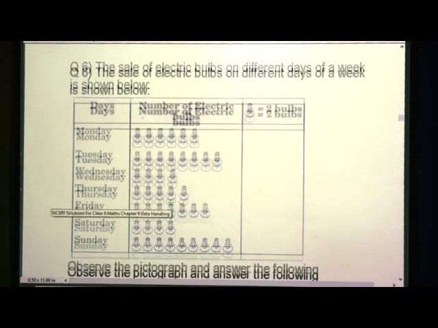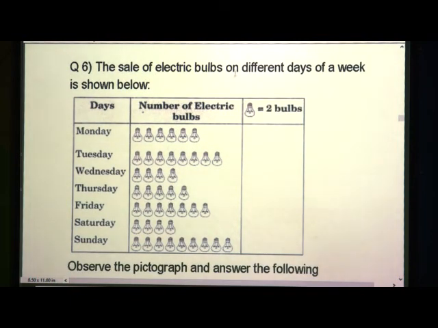Now, again one more question of pictograph. The sale of electric bulbs on different days of a week is shown below. Monday this many bulbs were sold and Tuesday this many bulbs were sold. And one bulb indicates 2 bulbs. So, on Monday 1, 2, 3, 4, 5, 6. 6 2s are 12, 12 bulbs were sold, and the same way we need to multiply by 2 to find the number of bulbs sold on Tuesday, Wednesday and more.